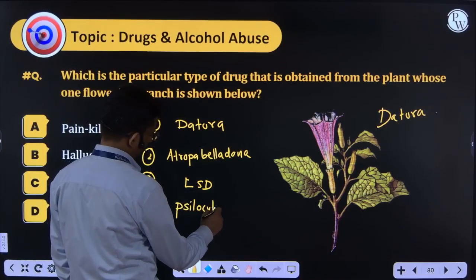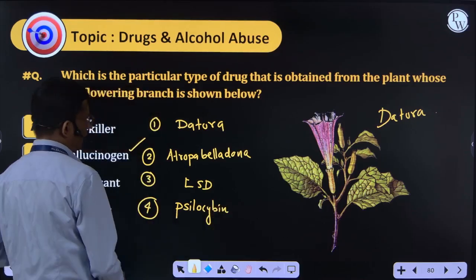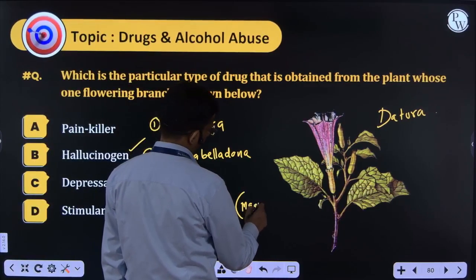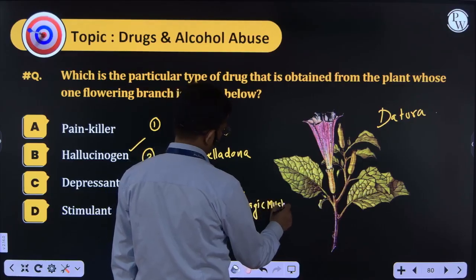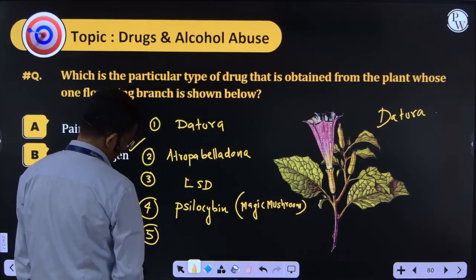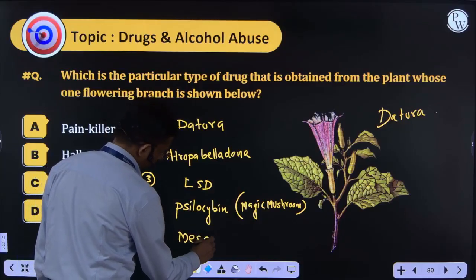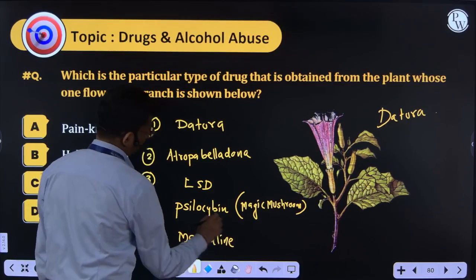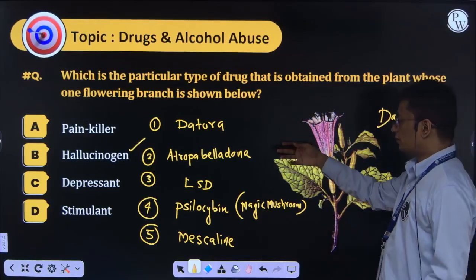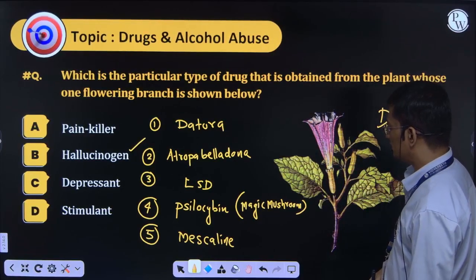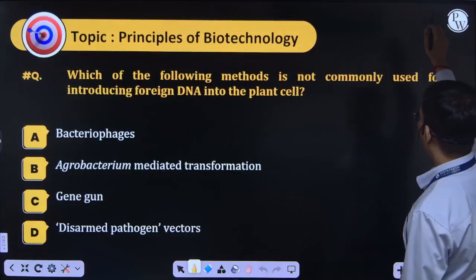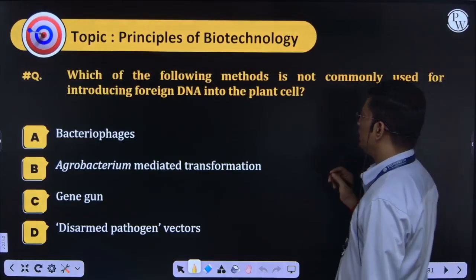Next one, psilocybin. Psilocybin is also giving the hallucinogenic effect. Psilocybin is called magic mushroom. Then mescaline. These all will give the hallucinogenic effect: Datura, Atropa belladonna, LSD, psilocybin, mescaline.